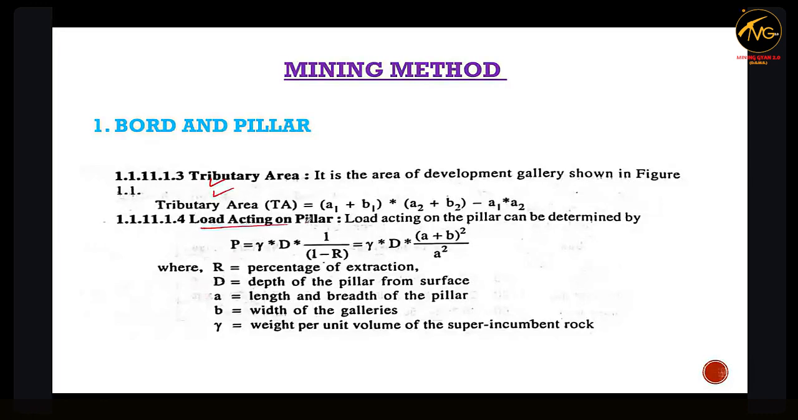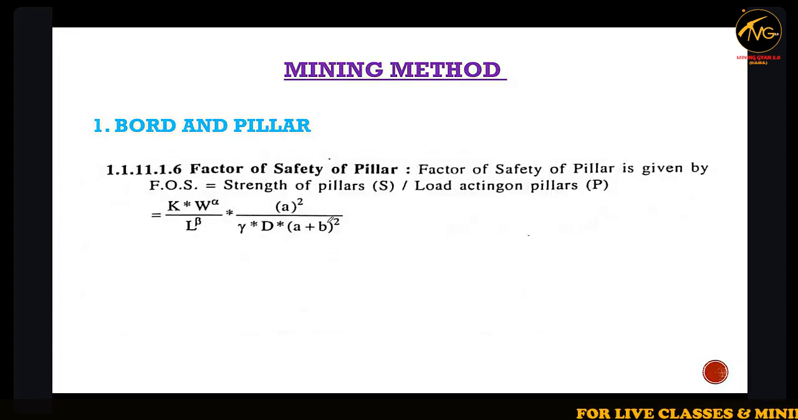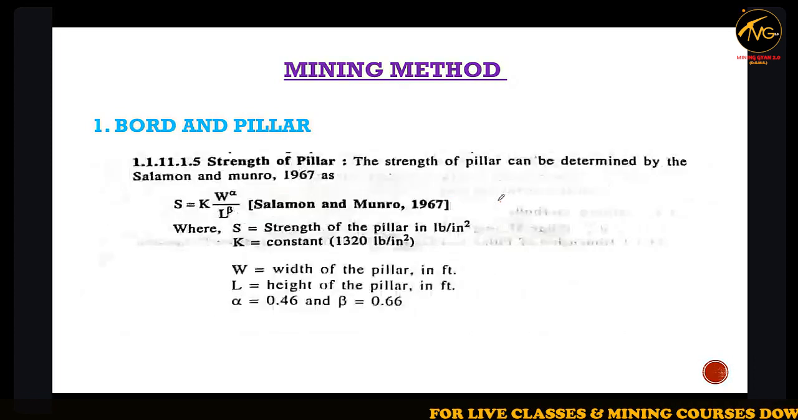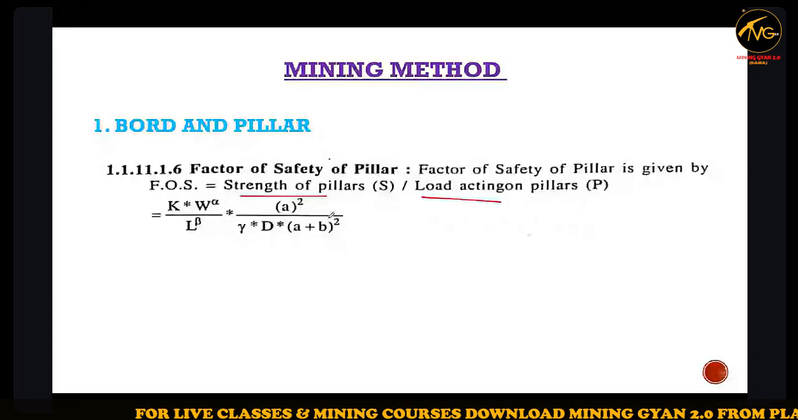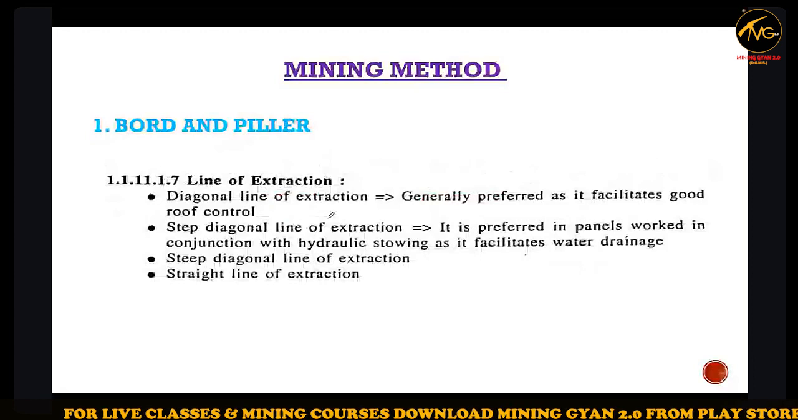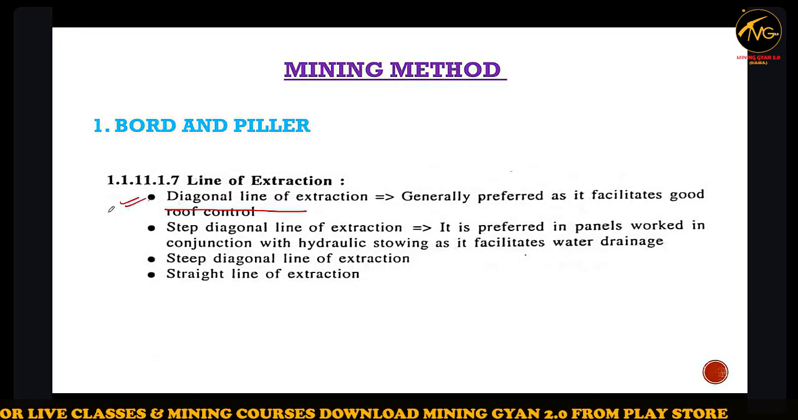ओके, सो लोड एक्टिंग ऑन द पिलर फॉर्मूला गामा डी 1 by 1 minus r. स्ट्रेंथ ऑफ द पिलर, देन फैक्टर ऑफ सेफ्टी. फैक्टर ऑफ सेफ्टी क्या होता है कि स्ट्रेंथ ऑफ द पिलर डिवाइडेड बाय लोड एक्टिंग ऑन द पिलर. सो स्ट्रेंथ ऑफ द पिलर का फॉर्मूला ये था, इसको याद रखना है, एंड लोड एक्टिंग ऑन द पिलर का फॉर्मूला ये है, उसको डिवाइड कर देना है. If they ask you should know the formulas. लाइन ऑफ एक्सट्रैक्शन में बोला था आपको कि डायगोनल लाइन ऑफ एक्सट्रैक्शन इंपॉर्टेंट होता है. Generally we prefer diagonal line of extraction.